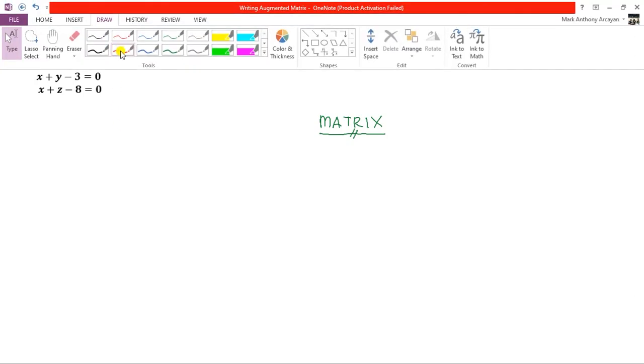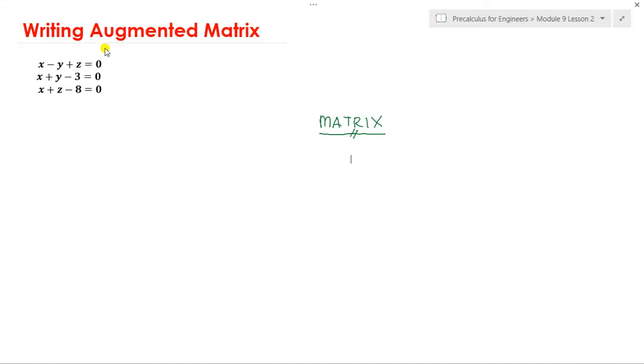Like, wala mo nag-discuss ani class? Kani matrix? Wala, sir. Wala jud. Sige lang.